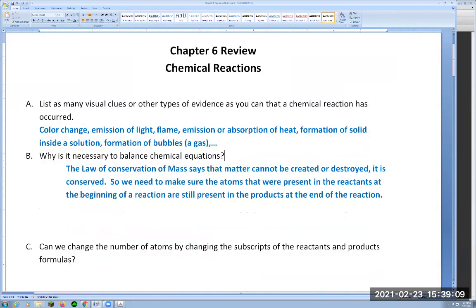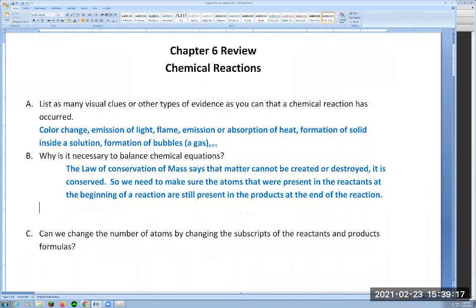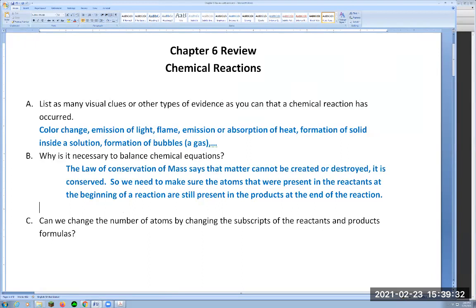Question C. Can we change the number of atoms by changing the subscript of the reactant and product formula? So this is referring to when you're balancing reactant and product. Reactant on the left side of the arrow, product on the right side. Can you change the subscript of the reactant formula or the product formula? Well, the answer is a big no.